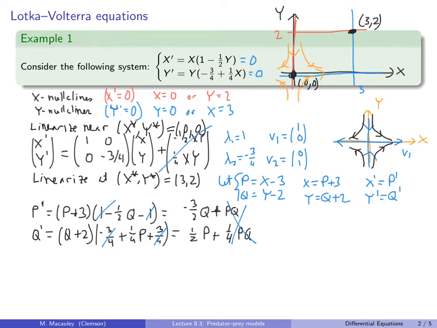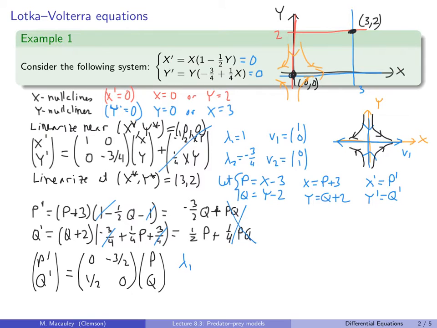So let's write this in matrix form. This is p prime, q prime equals 0, minus 3/2, 1/2, and 0 times p, q. And the eigenvalues, if you plug this into Wolfram Alpha, are lambda equals plus or minus root 3 over 2 i. They are purely imaginary.